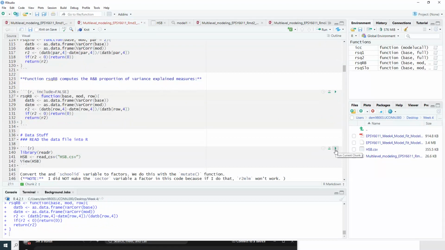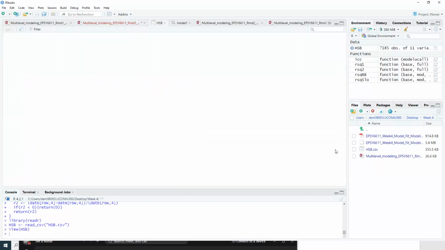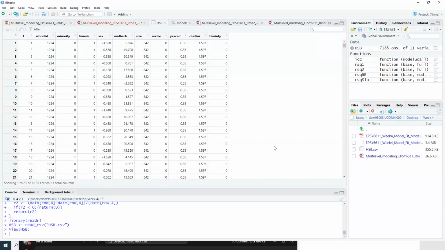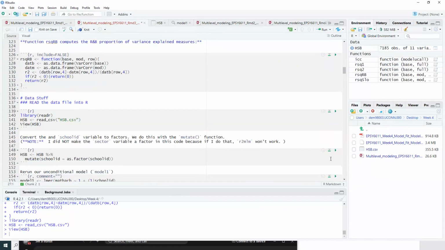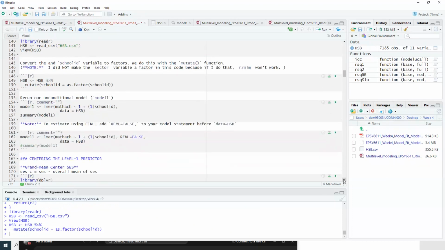We're going to use the same old data file we've been using. So I'm going to just call my data. There it is. Great. Here I'm going to make my school ID a factor. By the way, notice I'm not making sector a factor. You don't have to worry about this for this week, but if you do, you'll have trouble with that R squared measure, the Raudenbush-Bryk. It doesn't deal well with factor variables as variables in the model.